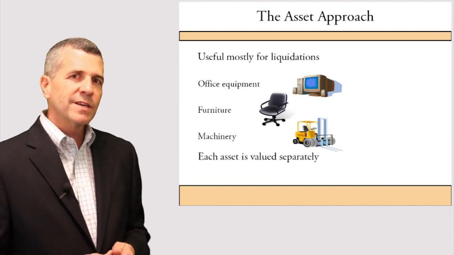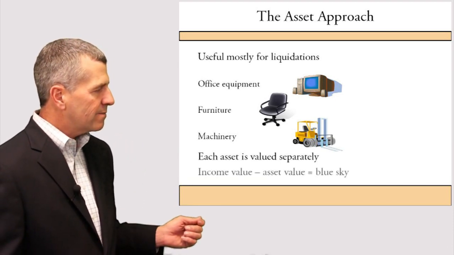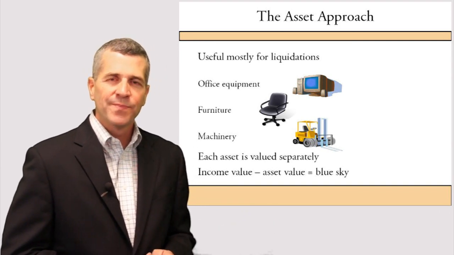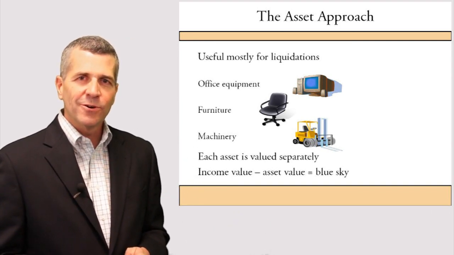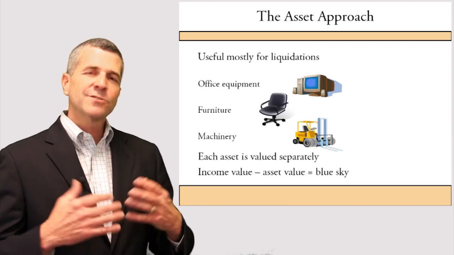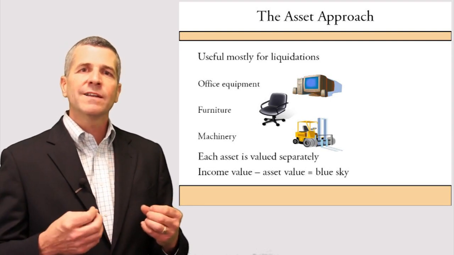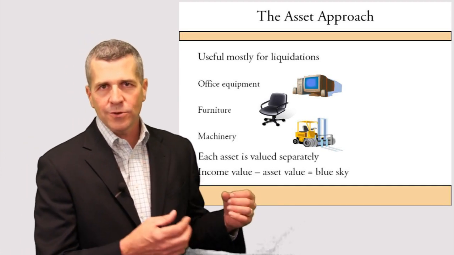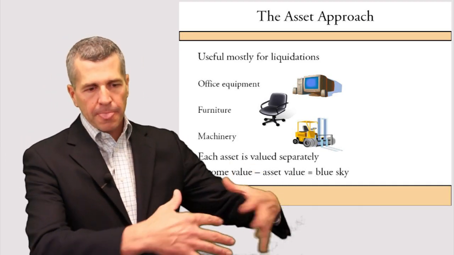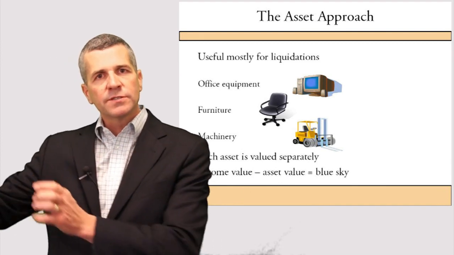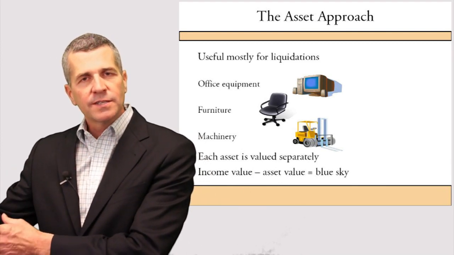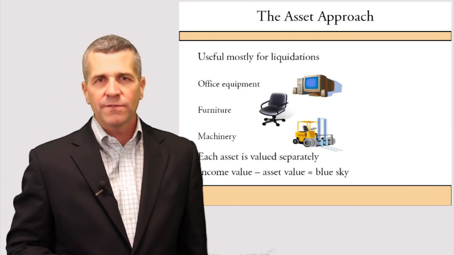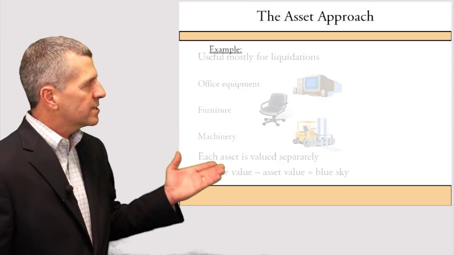And what I think you'll be interested to learn is that the income value minus the asset value actually equals your blue sky. Everybody likes to learn what blue sky is all about. And that's your goal in a business, to create value beyond the value of the assets that you purchase. So if you can go out and assemble a bunch of assets, put them to use in a business, and create an income value that's in excess of the asset value, then you've actually created equity and created value in your business. So look at our example here.